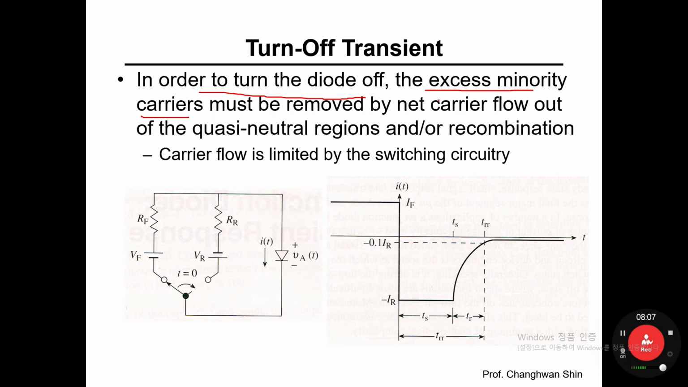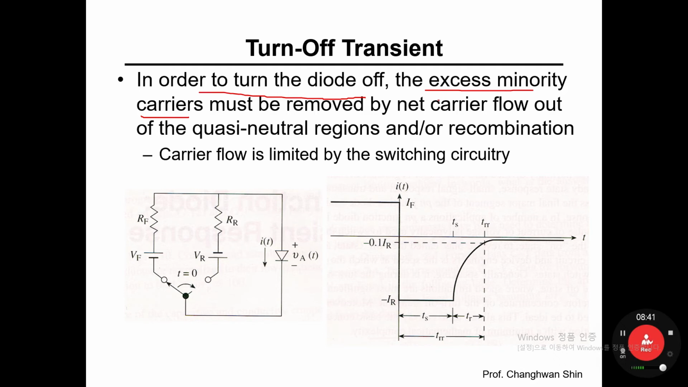However, in the N side quasi-neutral region, there is a humongous amount of majority carriers, which are electrons. So those majority carriers, electrons, would tend to easily recombine with the injected holes from the P side. So a recombination event would be another way to remove all the stored excess carriers in the N side quasi-neutral region. So that is the second approach for how to fully turn off the diode.